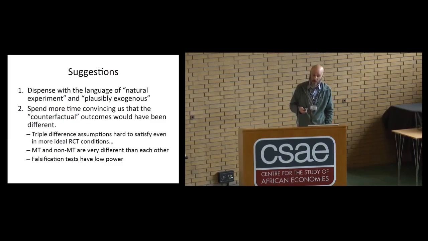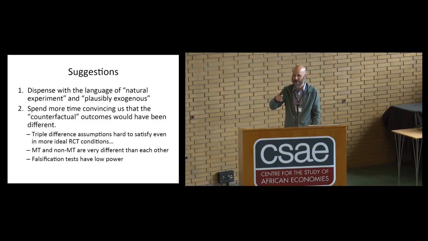And then I would spend more time convincing us that the counterfactual outcomes would have been different, right? So the triple difference has assumptions that are hard to satisfy, even in cases where you're doing something like an RCT. I have a project where I have an early treatment and a delayed treatment, and then there's a third group of ineligible people. And then we said, okay, after the late treatment people are treated, we lose the experiment, but we can still do the triple diff, because there are these other people who are still remaining untreated.